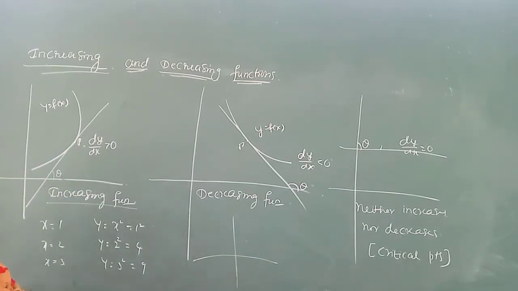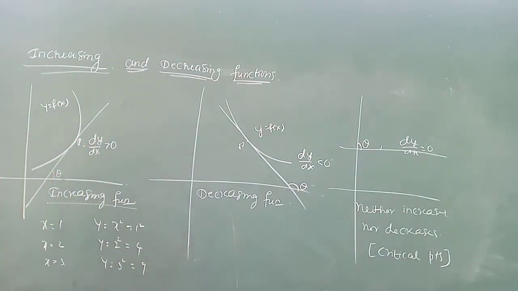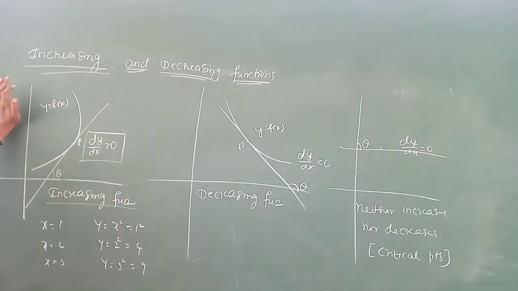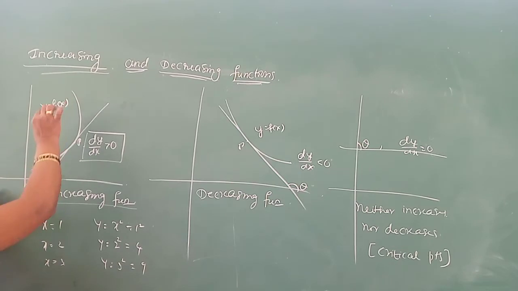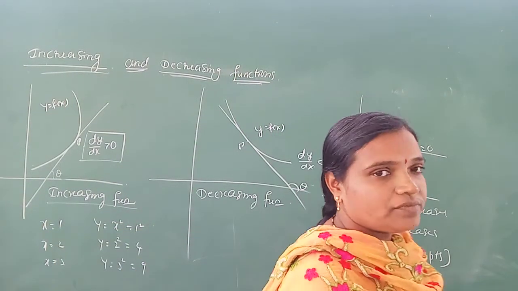Or else just remember that if it is an increasing function, then dy by dx is greater than 0 or positive. And how it exists, I just explained. If I substitute x values, we get y, and if x increases, y increases, then such type of function we call an increasing function.